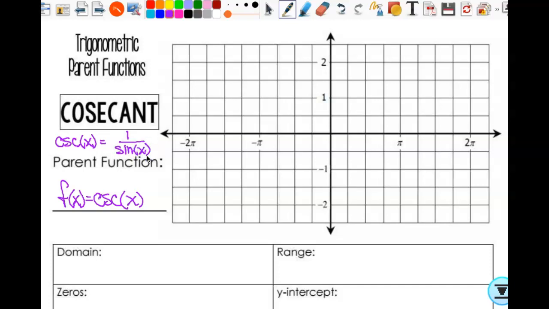So in order for us to create the cosecant graph, and you're not going to do this every time you graph, but this is for us to create all these on this page, and then I'll show you what we're going to do when we actually graph them. We're going to use the sine function.